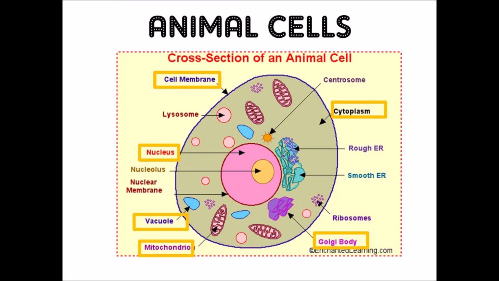The cytoplasm is a gel made 80% of water that supports all the parts of the cell. And to finish, the Golgi apparatus or Golgi body receives and distributes materials that are important for the cell. It's like a post office.